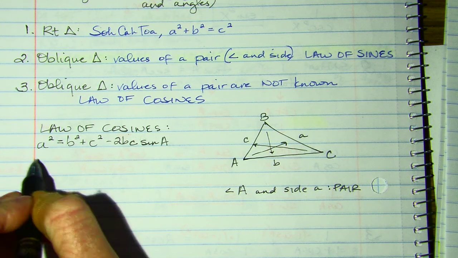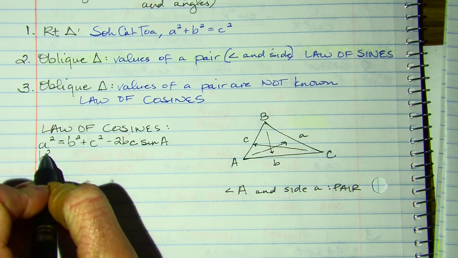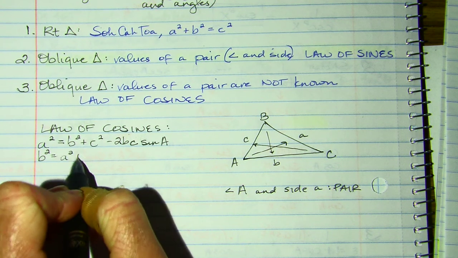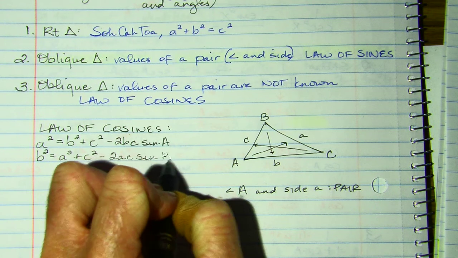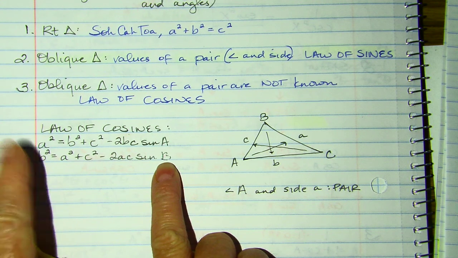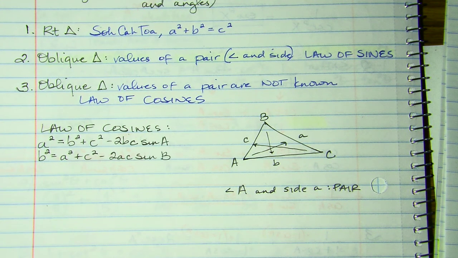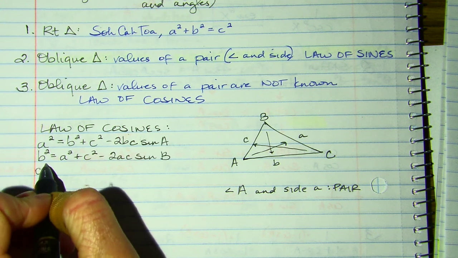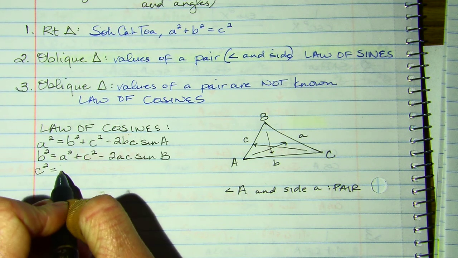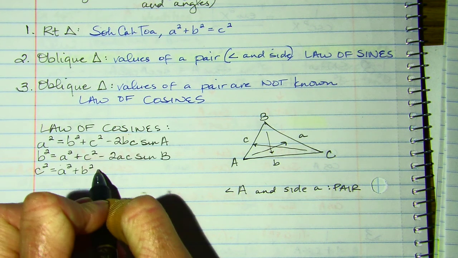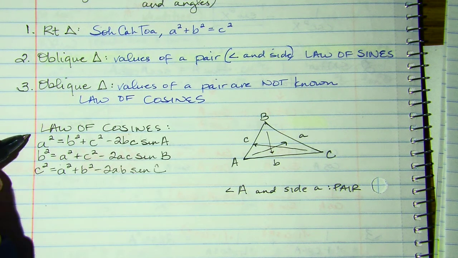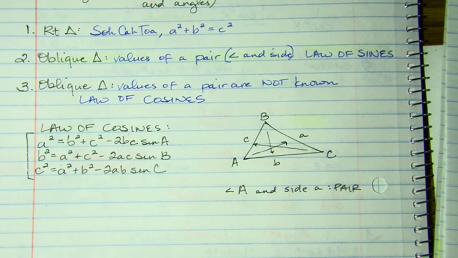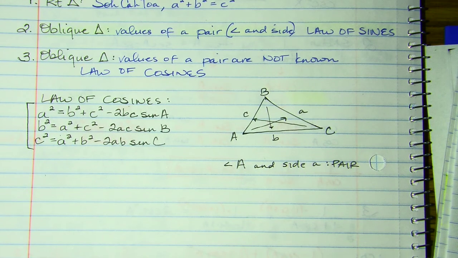So this could also be written for side B. So B squared would equal A squared plus C squared minus 2 times AC times the cosine of B. But notice you use side B and angle B. You use the pair. And then last but not least, this could be written about side C. So A squared plus B squared minus 2AB times the cosine of C. So you could use any of these really. So we're going to practice using all these parts to solve for the following triangles.